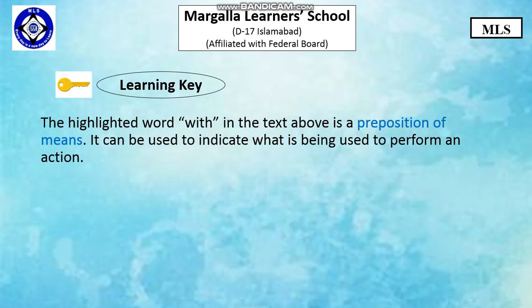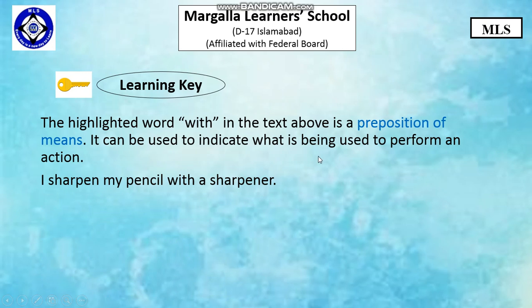The highlighted word "with" in the text above is a preposition of means. It can be used to indicate what is being used to perform an action. Like in the sentences, we were using a sharpener to sharpen the pencil.